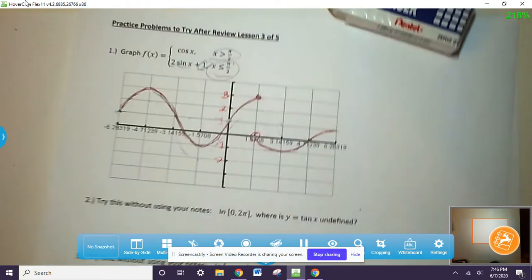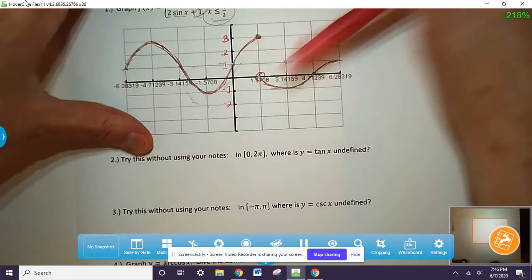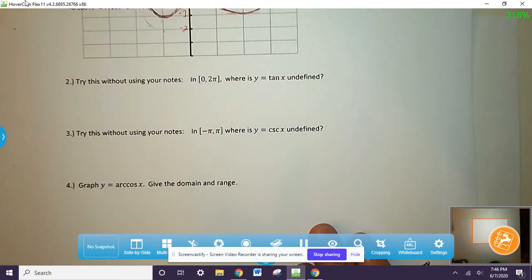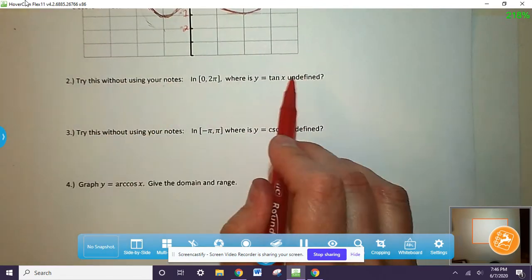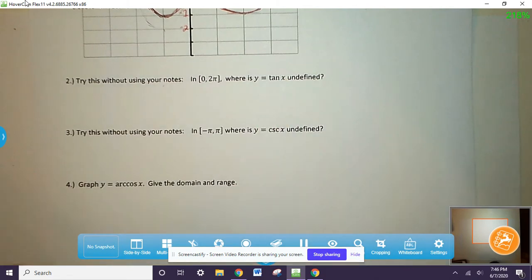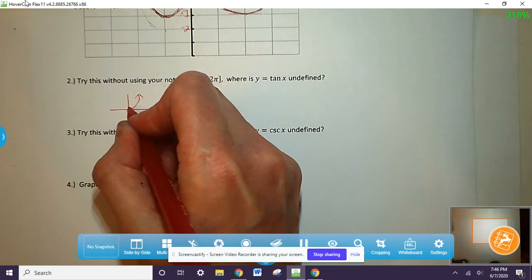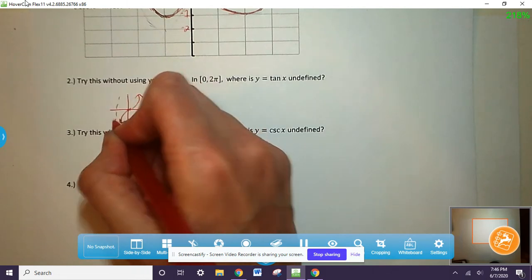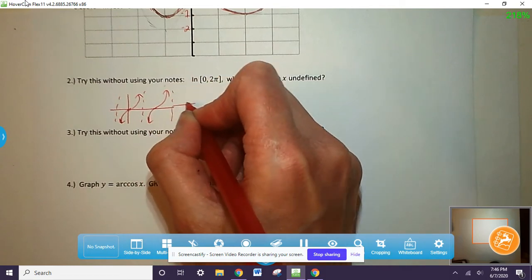Okay, for number 2. Once again, sometimes I just kind of point out the work I did, but I think you have to see these in action if you do have questions. So without using your notes, where's tangent undefined? Okay, the way I go about this is I think about the graph. So I know my basic tangent graph looks kind of like x cubed, except it has asymptotes. I know the period is pi.